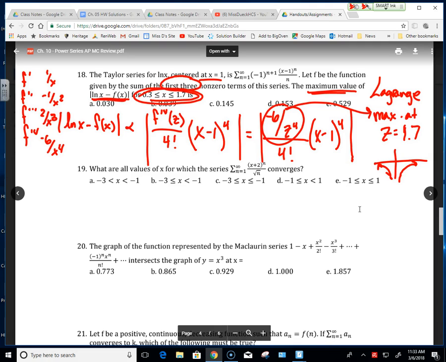So then I go ahead and plug in negative 6 all over 4 factorial times 1.7 to the 4th. Wait. No, but look. I don't think it matters that far. x minus 1 to the 4th. And this one you'd want to graph for the max.